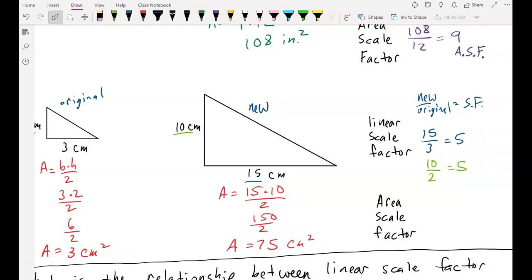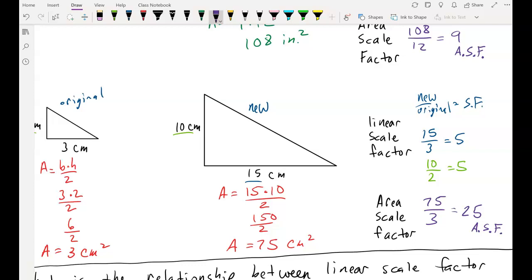Well, now let's see what the area scale factor is between those two. We're going to divide the new area, which is 75, by the original area, which was 3. And 75 divided by 3 happens to be 25. So the area scale factor is 25.